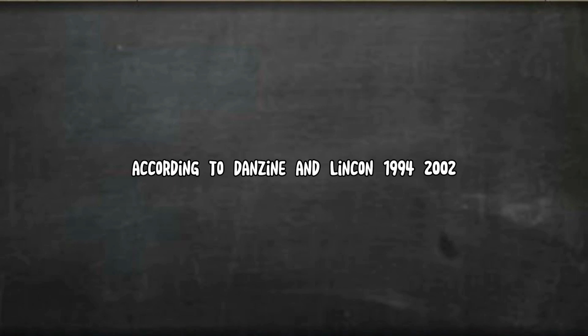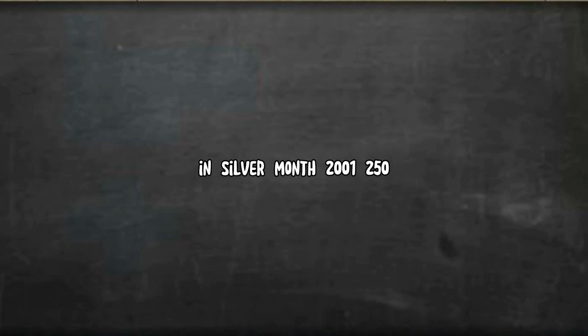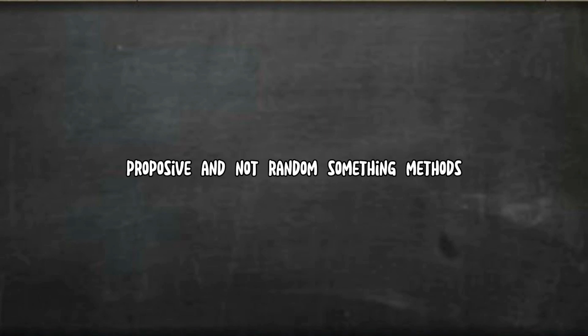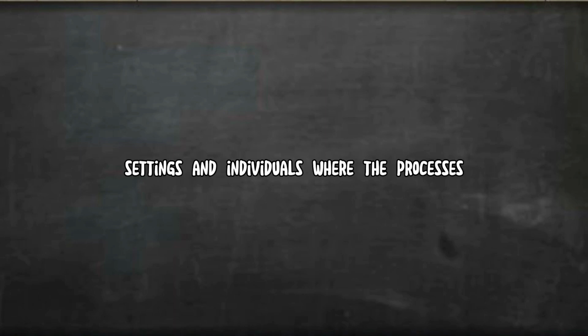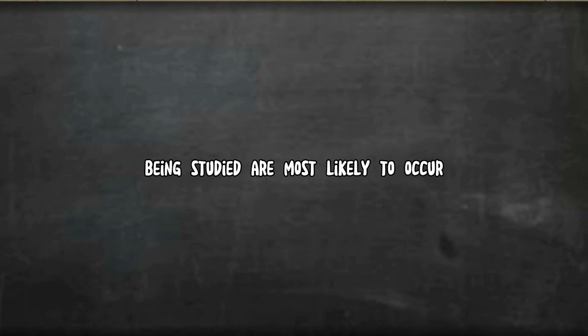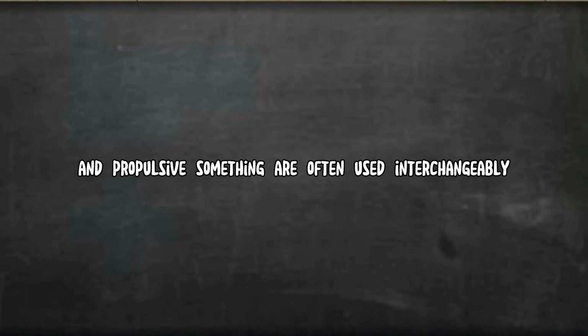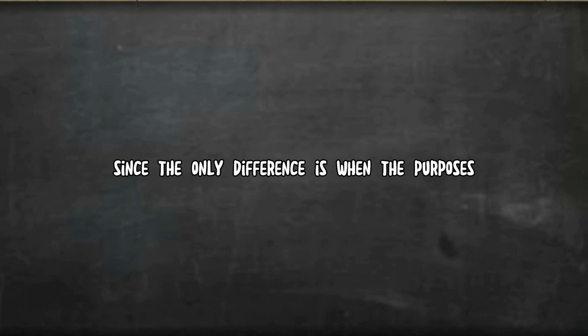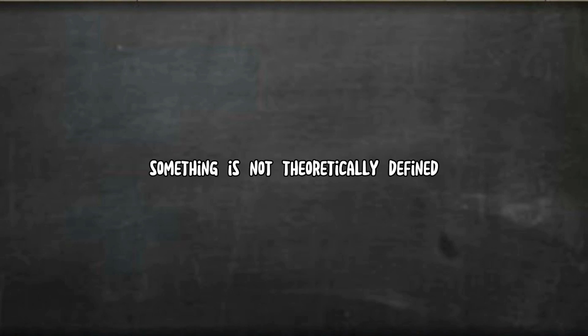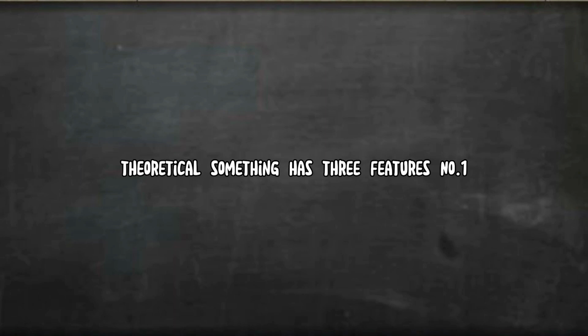According to Denzin and Lincoln, 1994, 2002, in Silverman, 2001, 250, many qualitative researchers employ purposive and not random sampling methods. They seek out groups, settings, and individuals where the processes being studied are most likely to occur. Theoretical and purposive sampling are often used interchangeably since the only difference is when the purposes behind the purposive sampling is not theoretically defined. Theoretical sampling has 3 features.